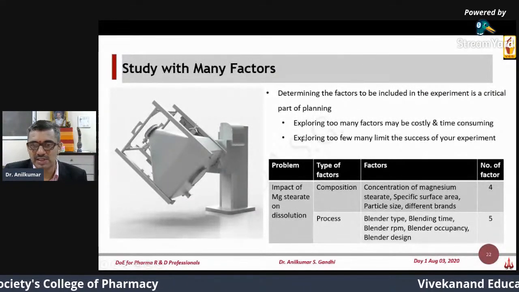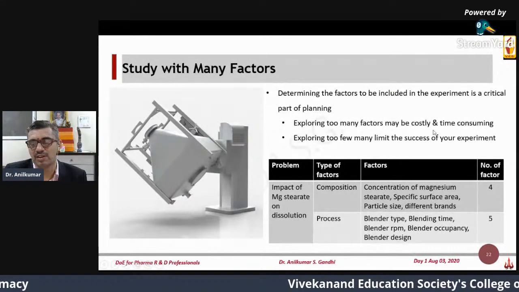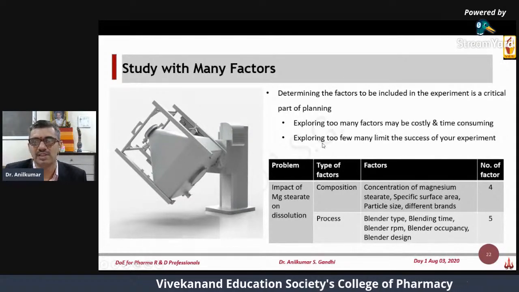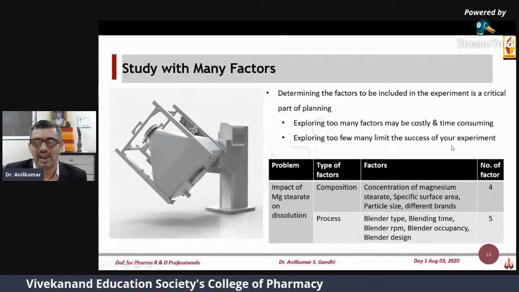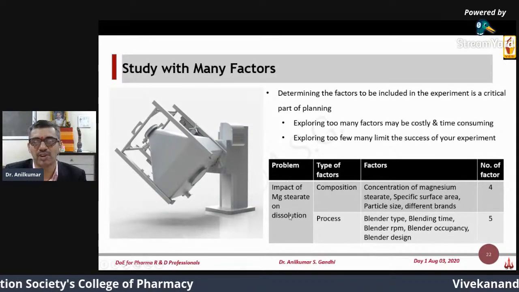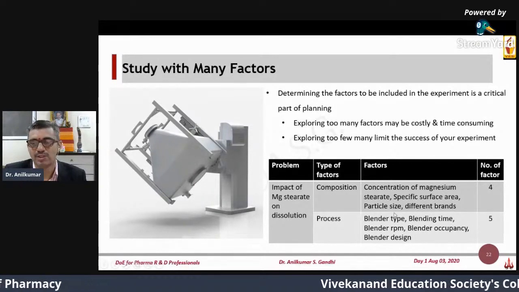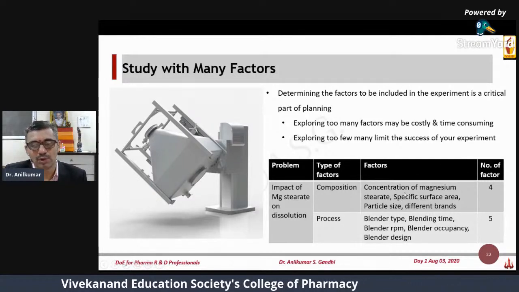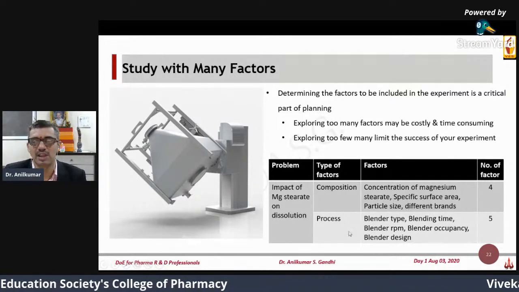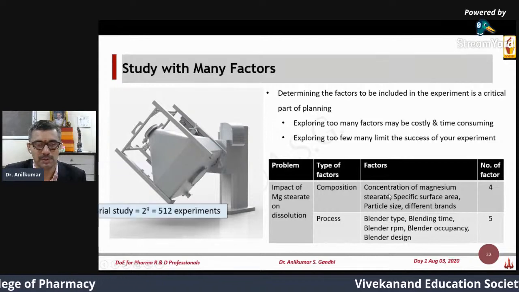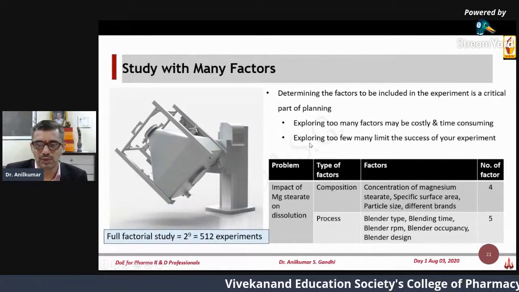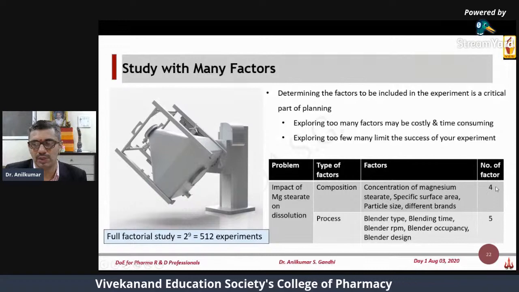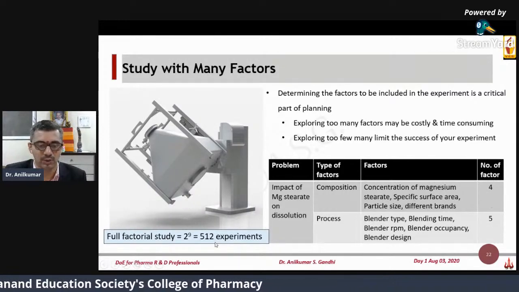Now, if I select, as you see here, too many factors, then it becomes costly. And if I select too few factors, then I cannot actually determine the impact of magnesium stearate on dissolution. So I have to strike a balance. What I do first is go to the subject matter expert and see if I can reduce anything from this. As I was telling you, 9 factors means 512 experiments.